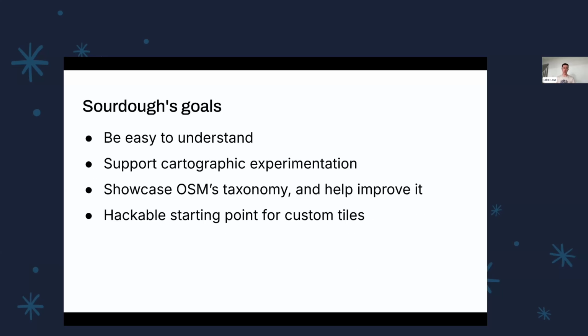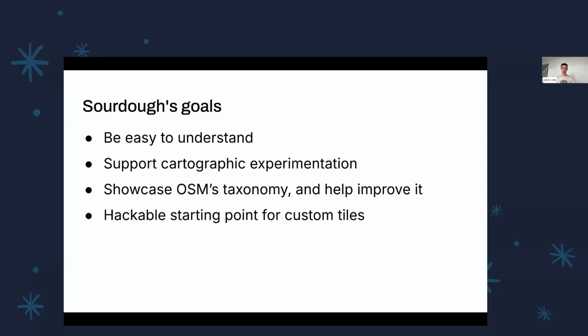So Sourdough's goals are to be easy to understand, especially for people who are already familiar with the OpenStreetMap tagging schema and taxonomy, to support cartographic experimentation by including lots of data and letting map makers pick and choose what they want to show. It aims to showcase OSM's taxonomy and help improve it. Instead of trying to invent a new schema or normalize away inconsistencies in the OpenStreetMap data model, it highlights those inconsistencies, and maybe we as a community can use that to help sort out and improve the way we tag things. And finally, Sourdough is meant to be a hackable starting point.